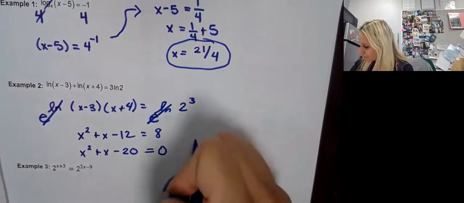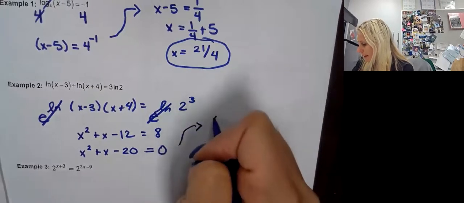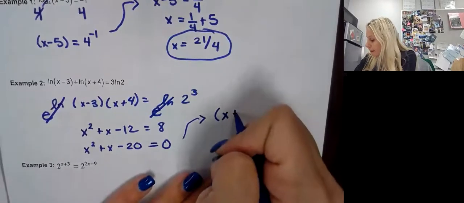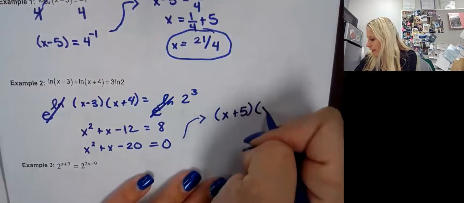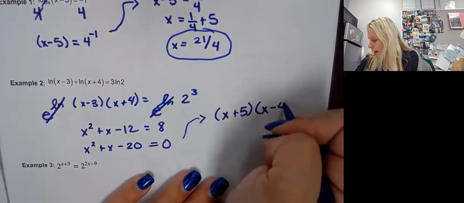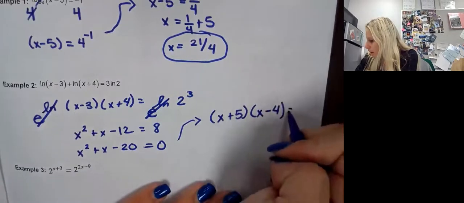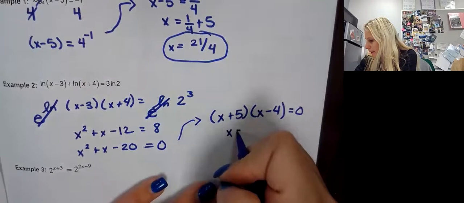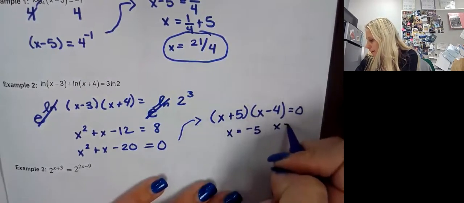When I factor this, I get x plus 5 times x minus 4. Again, do your own factoring strategy. Equals 0. So what makes these values equal 0? Well, x is -5 and x is +4.